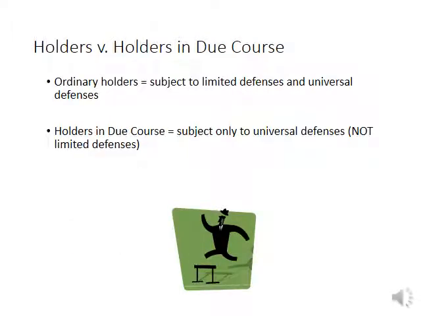Ordinary holders are subject to both limited and universal defenses, whereas holders in due course are subject only to universal defenses and not limited defenses. And when I say defenses, I mean that someone is claiming there's a reason they should not pay on that instrument. If no defenses are asserted, then holders, assignees, and holders in due course are going to be entitled to payment.